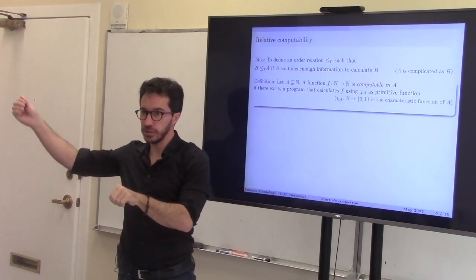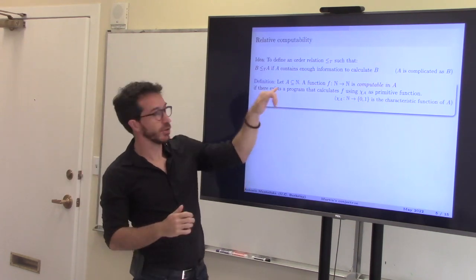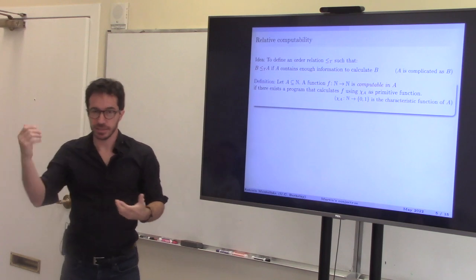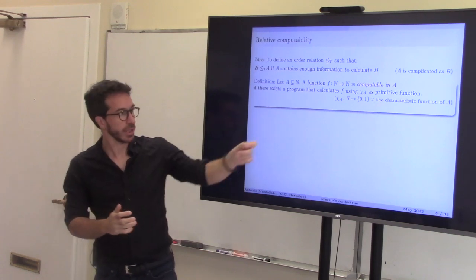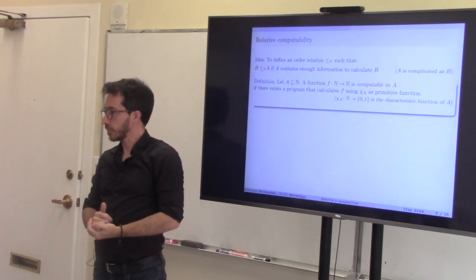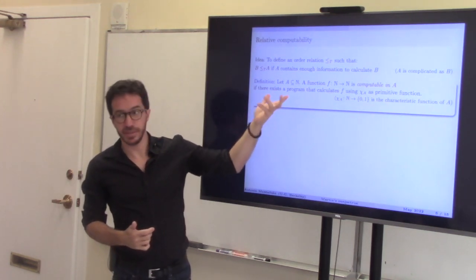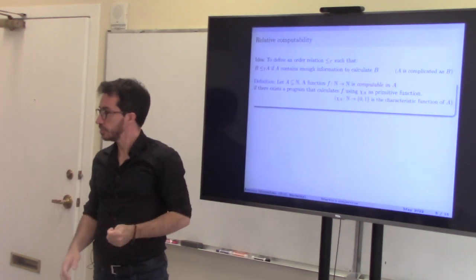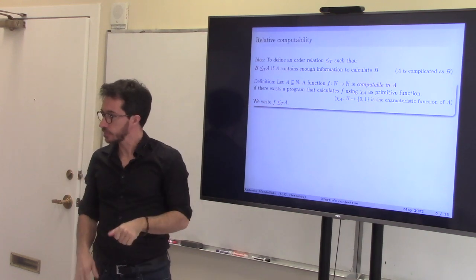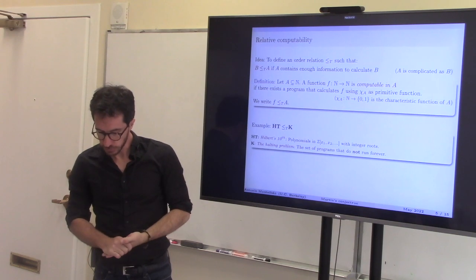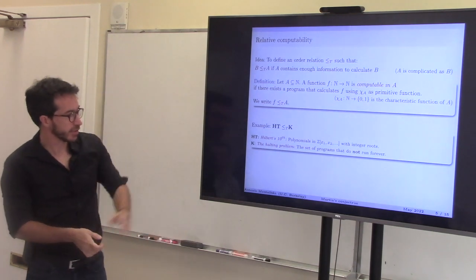So your program is allowed to call, is 17 a member of A? It's usually called an oracle because it's not a real thing. It answers yes or no, and during the program you can ask any question you want about membership in A. So that's what it means to be computable in A. If A itself is not computable, then computable in A still doesn't need to be computable. And in that case, we write F is Turing below A. Yeah, questions? Good.